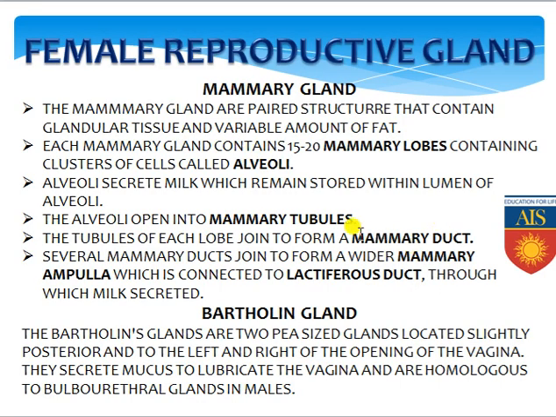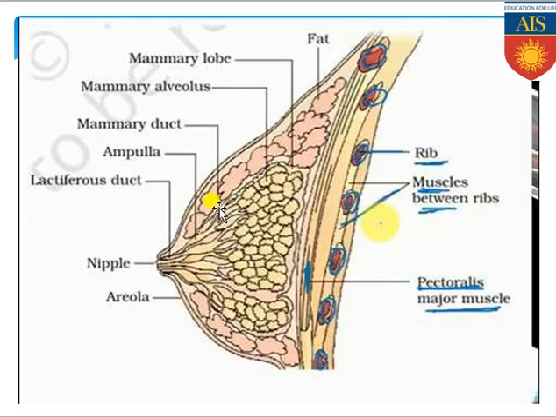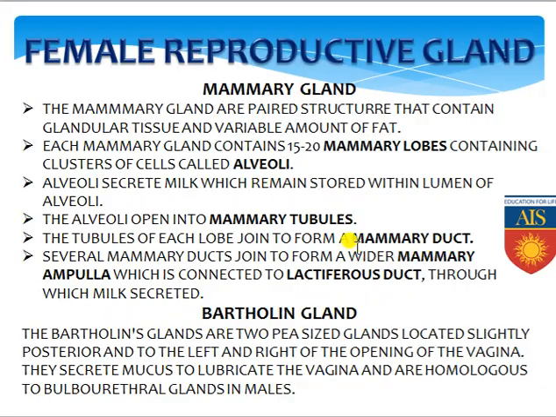After formation of the mammary duct, several mammary ducts join to form a wider mammary ampulla. Keep it in your mind, these mammary ducts join with each other and form a swollen portion called the ampulla. I am showing this portion in the figure. So this is the mammary ampulla. In the mammary ampulla also the milk remains stored for a temporary time, and it is connected with the lactiferous duct.